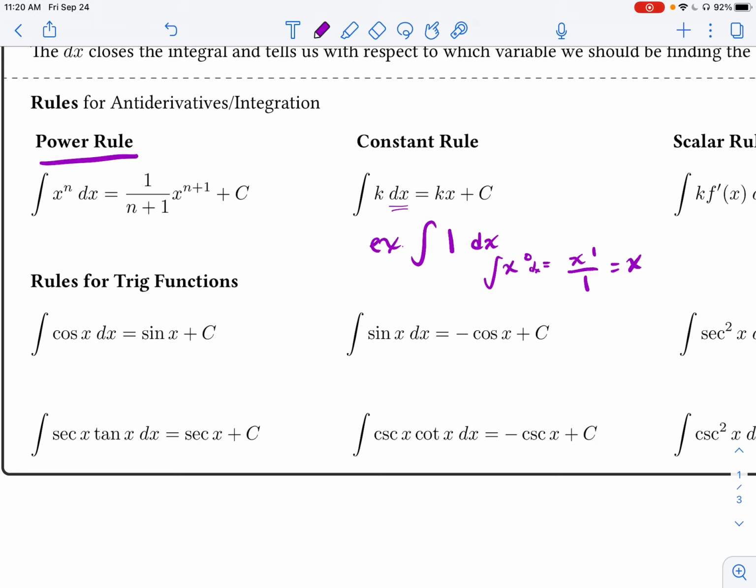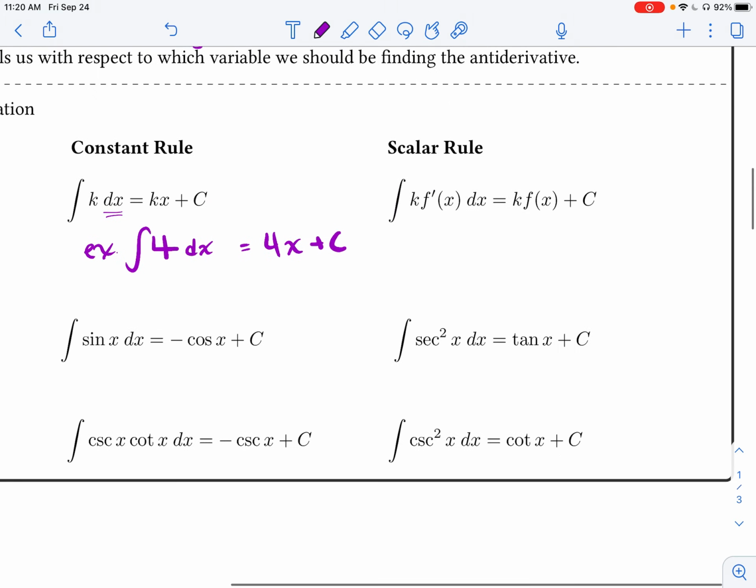So if this was 4, for example, let's just change this now to 4. This would then be 4x. That's the constant. Okay. All right. So actually, I'll just write 4x here, just so we get that plus c. Forgot about that. My bad. And then the scalar rule here, which is to indicate that if we have a scalar, we can always just move that to the outside and integrate f prime of x or the integrand first, and then just multiply our integral by k later on.